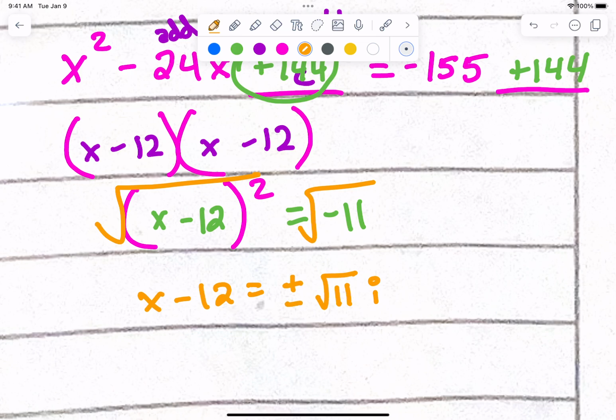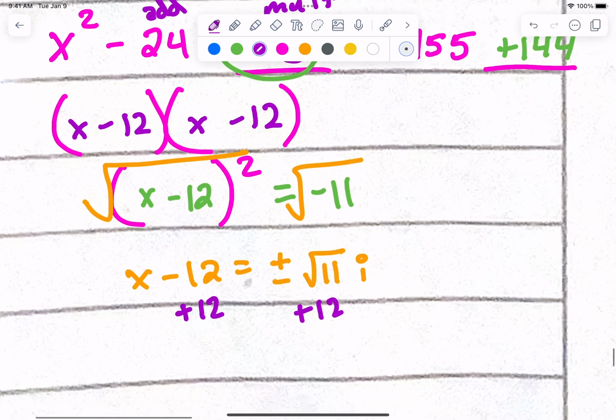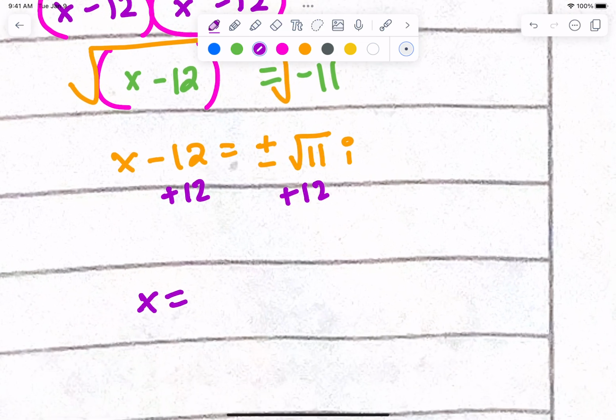We need plus minus in front of the 11, right? Now we add the 12. Plus 12, plus 12, okay? So x equals 12 plus minus the square root of 11 i.